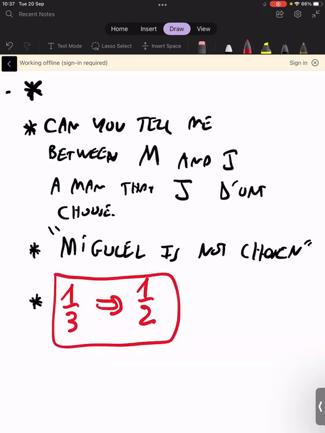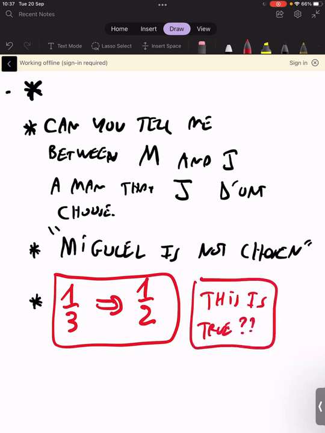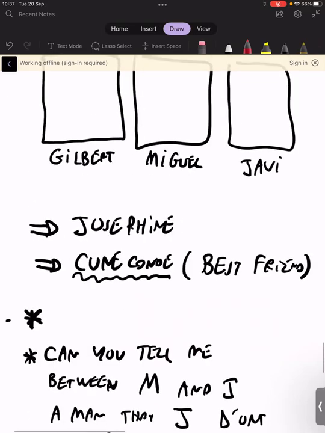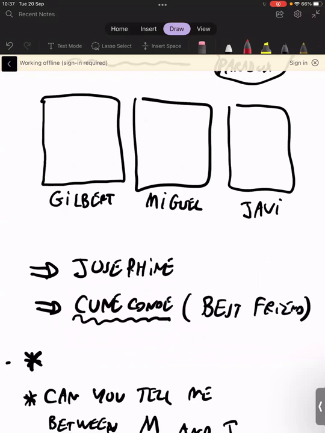And the question that I ask you is, is this true or not? So can you repeat briefly the problem? Yes. So three men, Gilbert, Miguel, Xavi, want to go out with the same girl, Josephine. They don't know who Josephine chose, but Josephine has a best friend, Cunégonde. And Cunégonde knows which of the three men is chosen. So initially they have probability 1/3. Then Gilbert goes to see Cunégonde and asks, am I chosen? She says, I can't tell you. I am not allowed to tell you this.